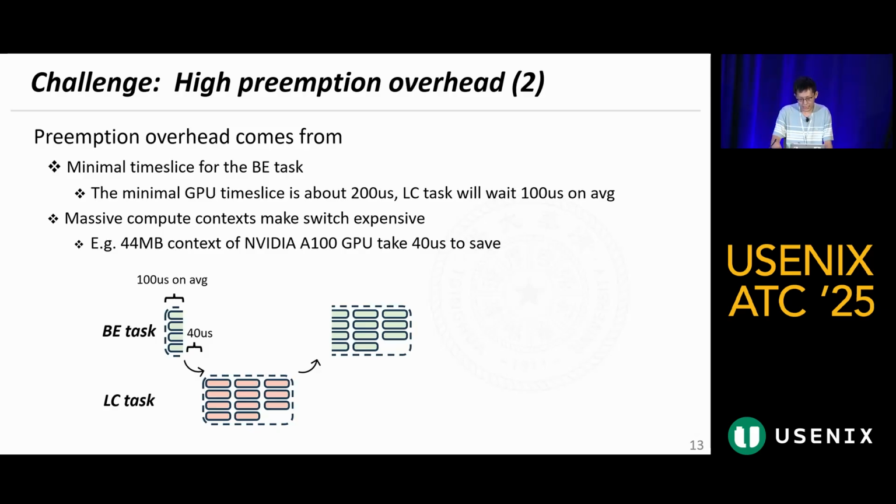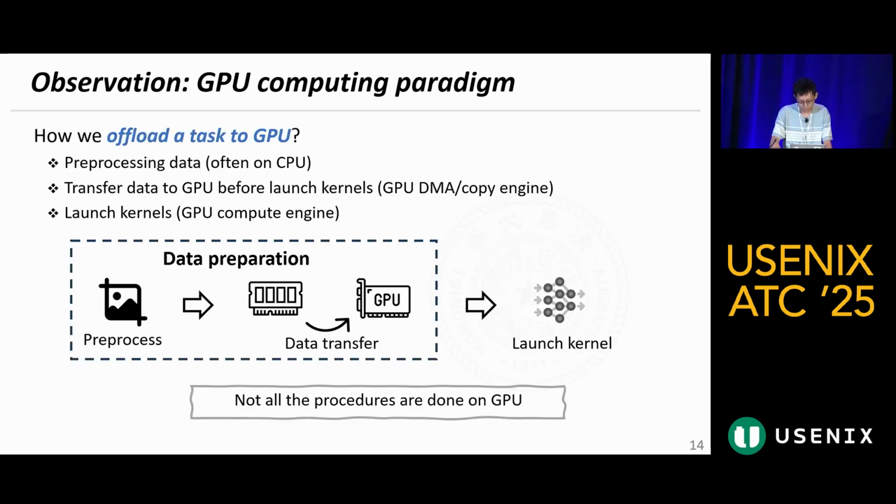An arriving LC task may have to wait for the remainder of the BE task's current time slice, which is 100 microseconds on average. Second, the context itself must be saved. The A100's compute context is 44 megabytes, and the HBM bandwidth is only 1.1 terabytes per second. Saving it takes another 40 microseconds. In total, we face a preemption latency of about 140 microseconds.